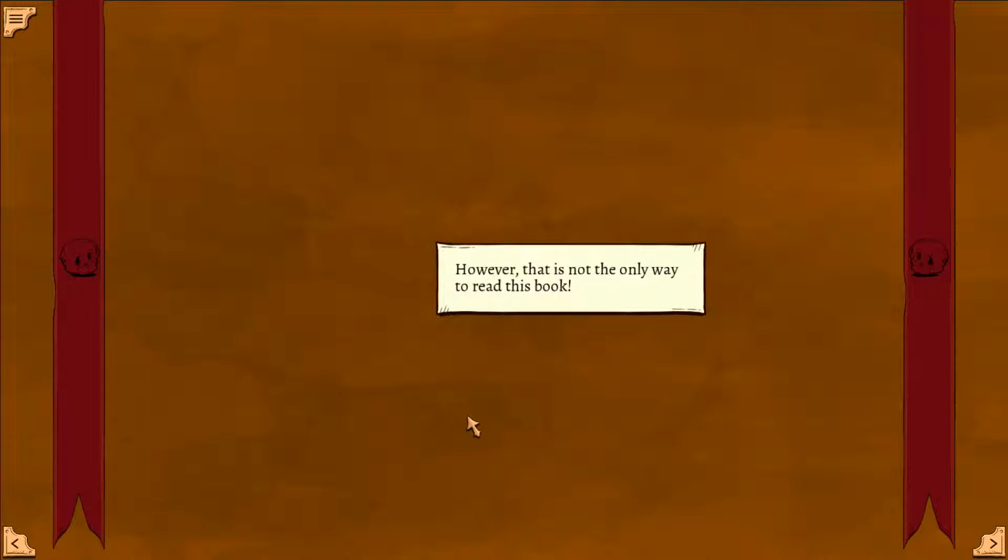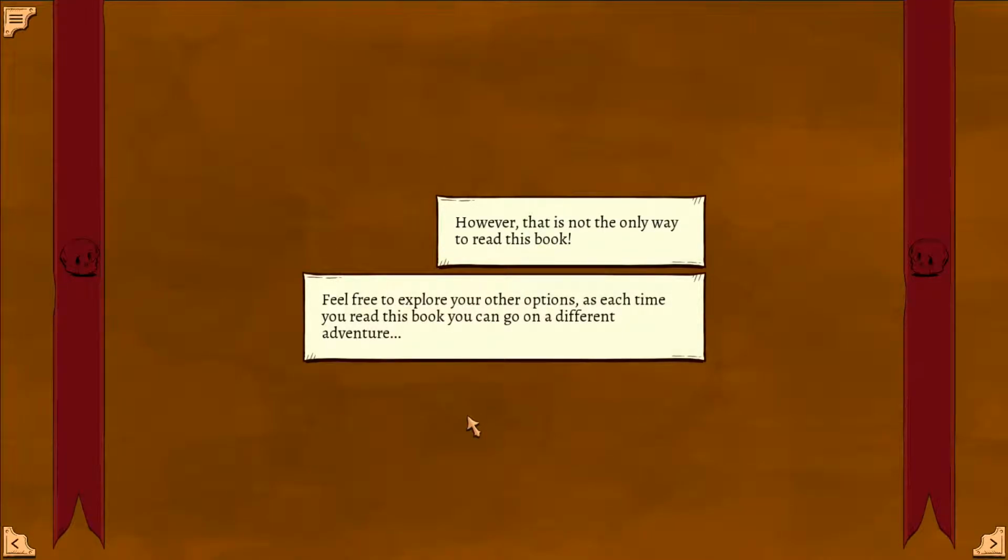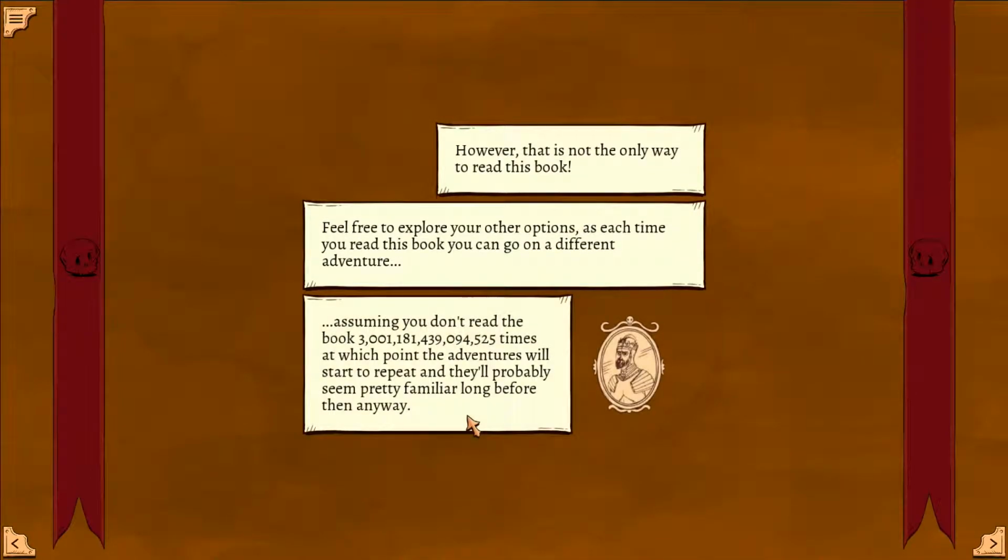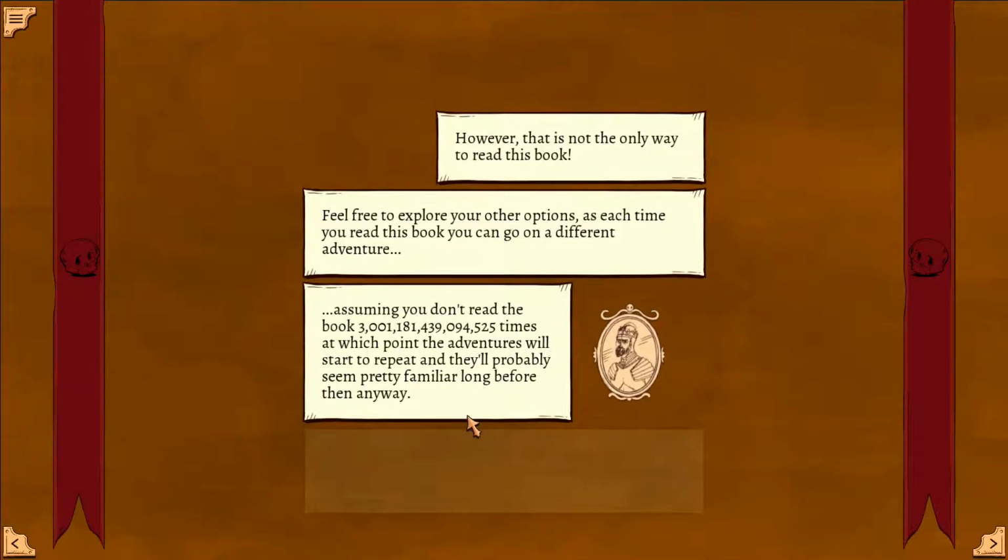However, that is not the only way to read this book. Feel free to explore your other options, as each time you read this book, you can go on a different adventure, assuming you don't read the book like 3 quadrillion times, at which point the adventures will start to repeat, and they'll probably seem pretty familiar long before then anyway.